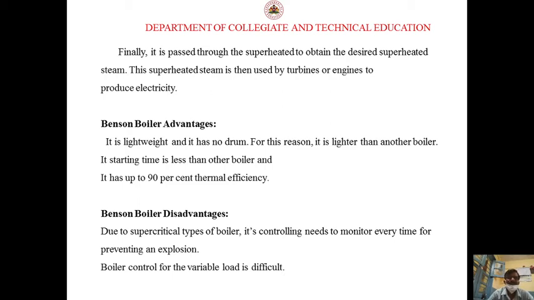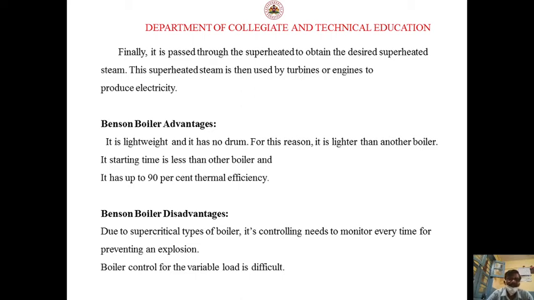So it is easy, with less starting time, and without a water drum it is lightweight. Compared to other boilers, the weight is less, and the floor space required is also less.